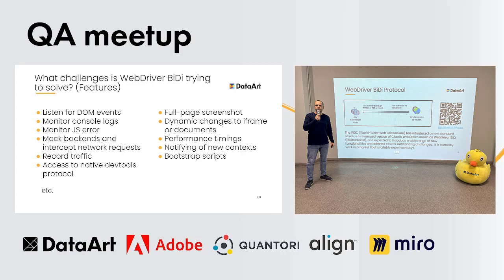First of all, listen for DOM events. So what are DOM events? When you hover your mouse somewhere over the elements, something happens behind the scenes, or an element changes, and this is an event, a JS event, and the browser can catch it, but now using this protocol, you can catch it as well. You can monitor console logs, you can easily see console log with this protocol.